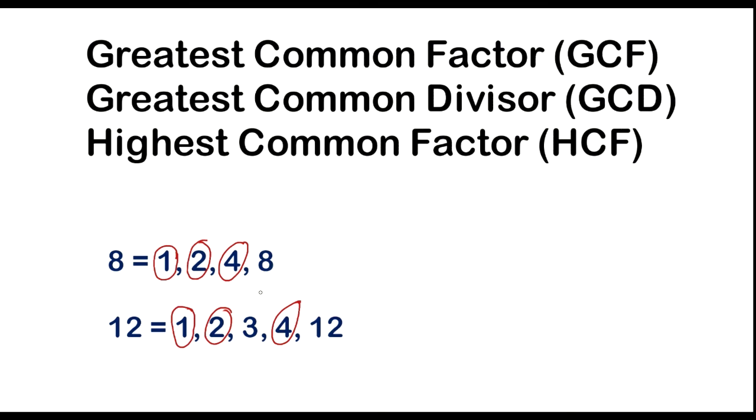Which one is the greatest here? Which one is the largest here? Of course, 4. So the HCF or GCF or GCD of 8 and 12 is 4. We don't always have the smaller numbers. We sometimes have bigger numbers to find the GCF.